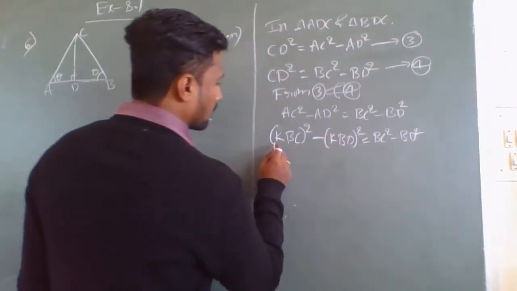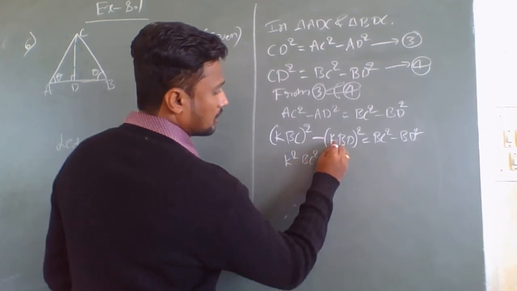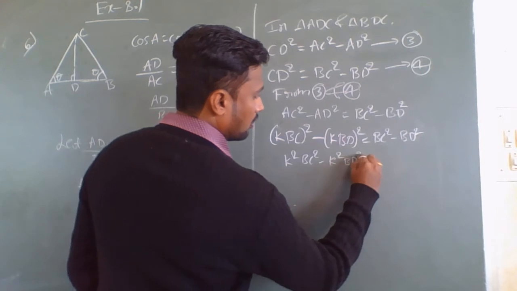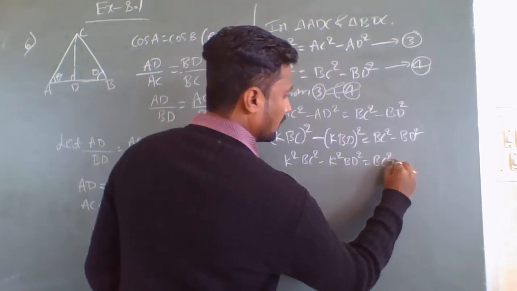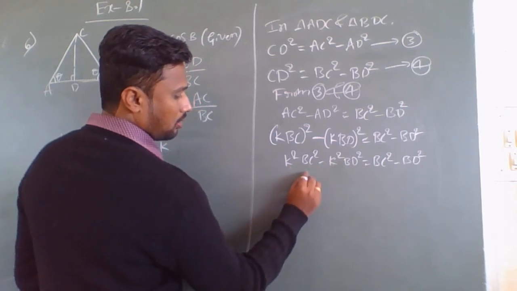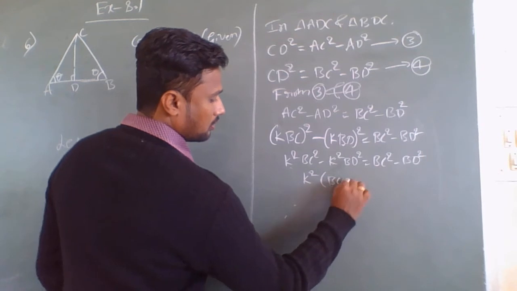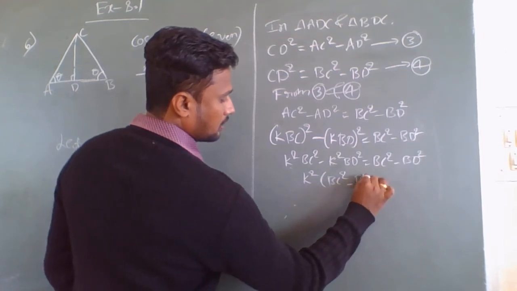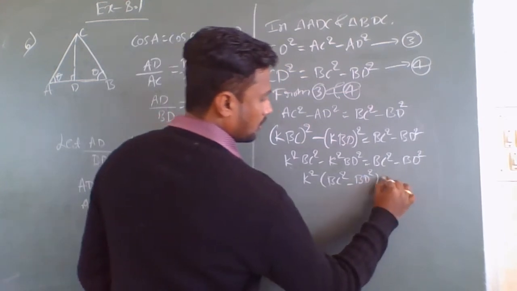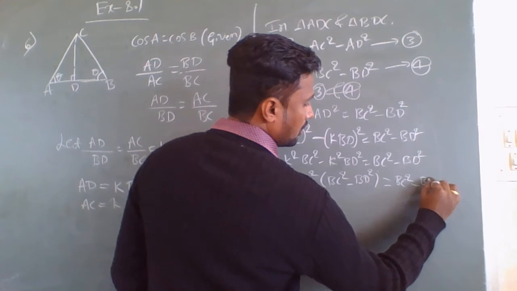So now K into BC square means what we will get? K square BC square minus K into BD square means K square BD square equals to BC square minus BD square. So now K square is common here, so I will take K square as common. So K square times BC square minus BD square equals to BC square minus BD square.